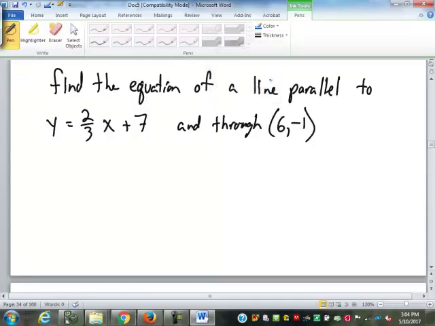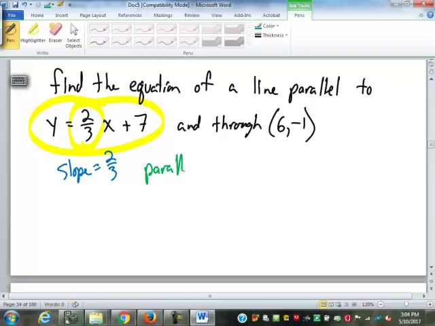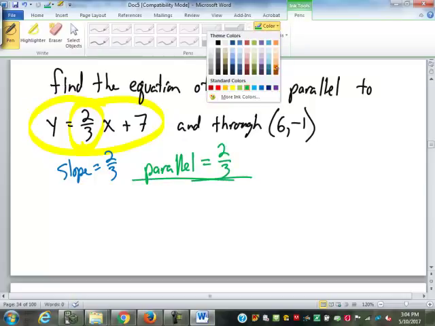Well, when we're doing this, we have this equation we're given here. There's only one piece of information that we want out of that equation. Can anybody tell me what it is? The slope. And of course that is the 2/3. Perfect. So slope is 2/3. Now for the parallel, what's the slope of a line parallel going to be? 2/3. Also 2/3. The slope of a line parallel is the same.